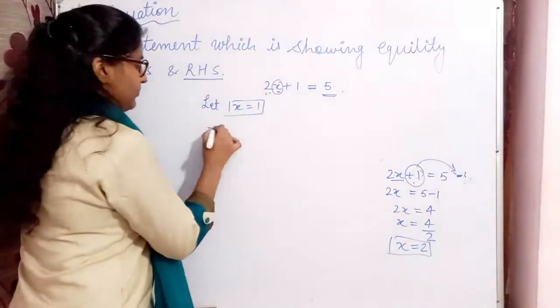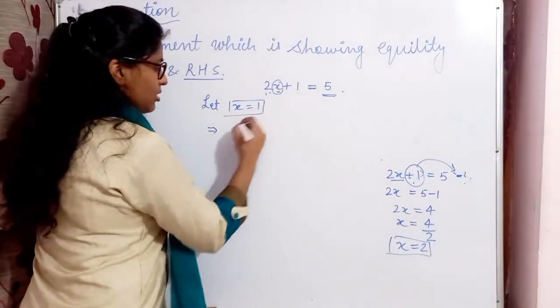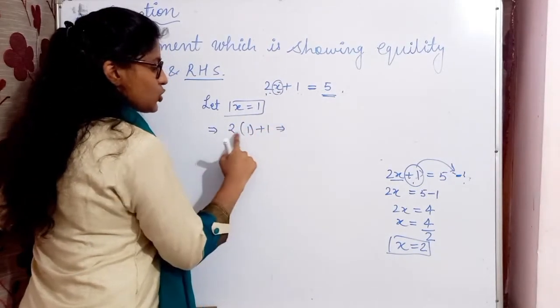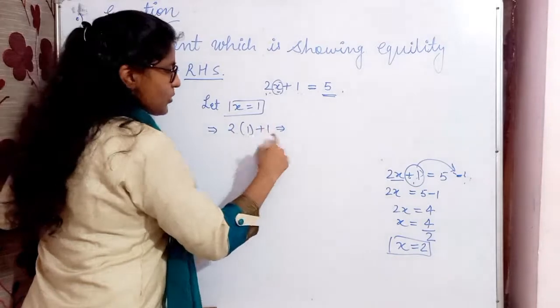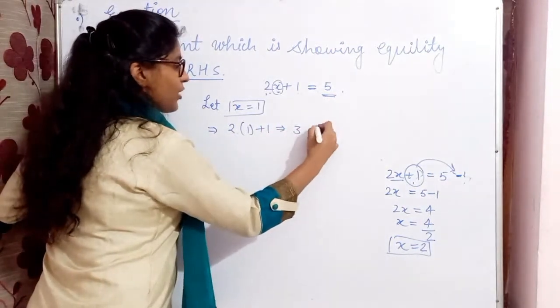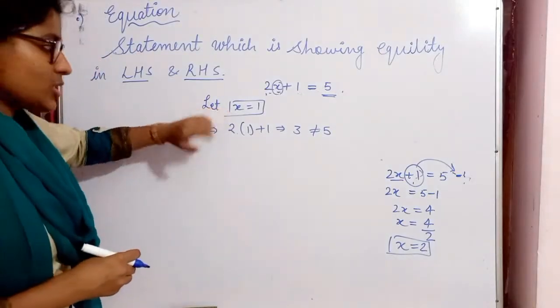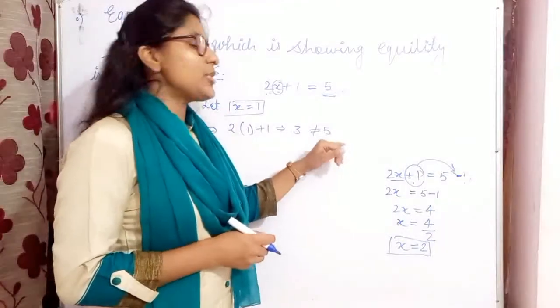Okay, now see. First we are putting 1 in place of x. When you put 1, 2 multiplied by 1 is 2, 2 plus 1 is 3. Is 3 equal to 5? No, 3 is not equal to 5. So we tried x equals 1 and we are getting an error. Error means not equal to 5.